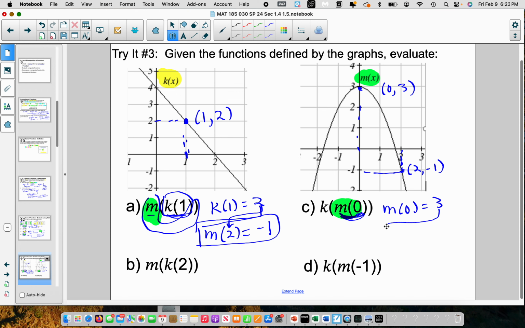I'm going to take that output now, and that becomes input to my k function. All right, so now I'm going to go to my k function, which was here. I look at k of 3. Here's my input of 3. I'm going to go down. I read the graph. When I input 3, I output negative 2, so k of 3 equals negative 2. Okay?